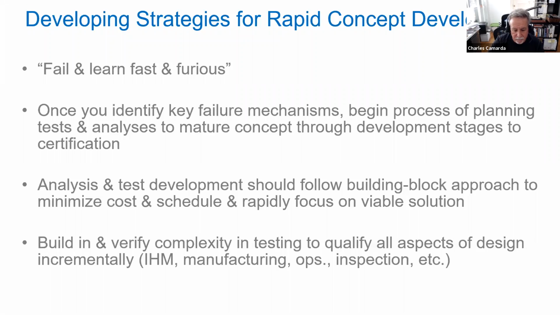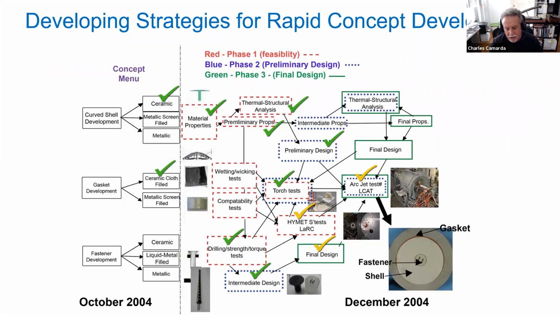So you develop sets of ideas. And so what we did was we laid out a planning and a test and analysis strategy for how we would rapidly develop these concepts. So you look at the different components of the concept. We had the curved shell, we had the gasket development, and we had fastener development. You look at multiple different ideas, multiple different materials.